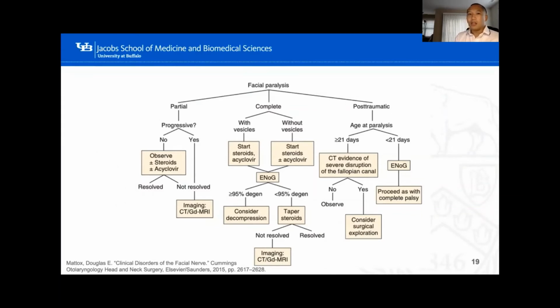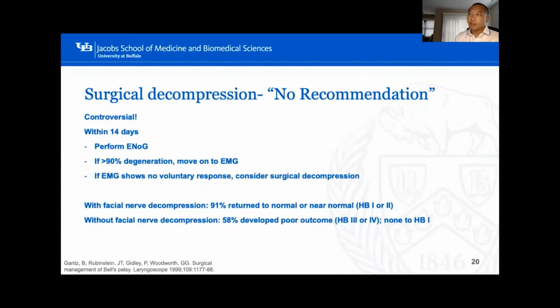So the Academy guidelines do say something about surgical decompression, which is they have no recommendation whatsoever. And that's because it's controversial. You have to do all of this testing within 14 days because that's what the study parameters were. So you have to find someone, diagnose them with a complete Bell's palsy, treat them with your 5-day prednisone course and then your taper, and then be like, all right, you're still not recovering. Let's do this ENOG, then the EMG.